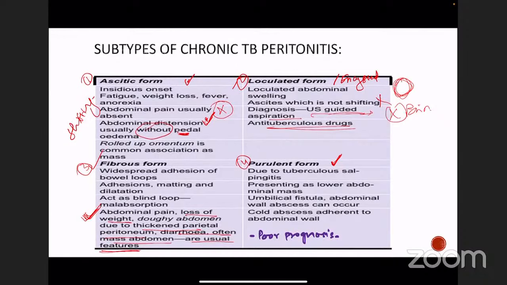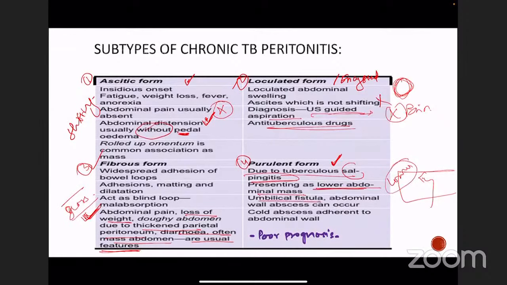In the purulent form, due to tuberculous salpingitis, it occurs most commonly, presenting as lower abdominal pain. Why? Due to tuberculous salpingitis, it is coming retrogradely, so there will be a lower abdominal collection and lower abdominal pain. It will be gross in the fibrous type. Here it will be in the lower abdomen, not gross, a specific part in the lower abdomen.